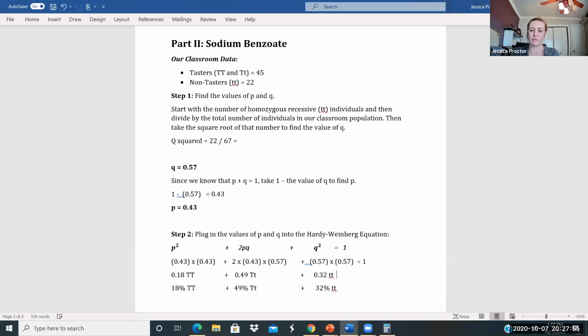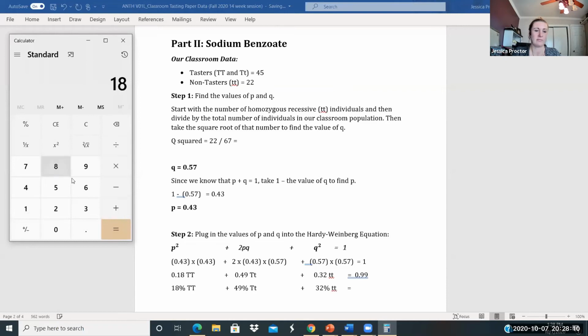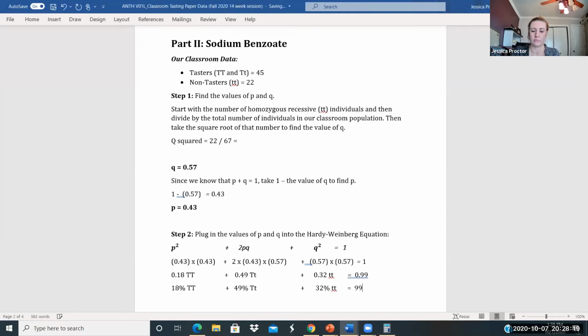So remember, with some of this raw data, because we're rounding, you're sometimes just going to get very close to 1. But any question on an exam, I promise you, it'll equal exactly 1 or 100%. All right, so let's check our percentages. 18% plus 49% plus 32% gives us 99%. Okay, so for this chemical, we essentially know that 18% of our classroom population is homozygous dominant, 49% is heterozygous, and 32% is homozygous recessive.